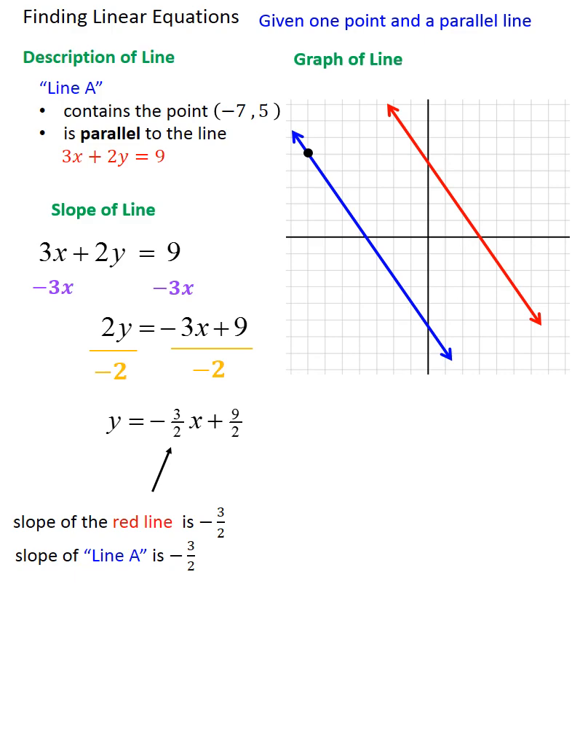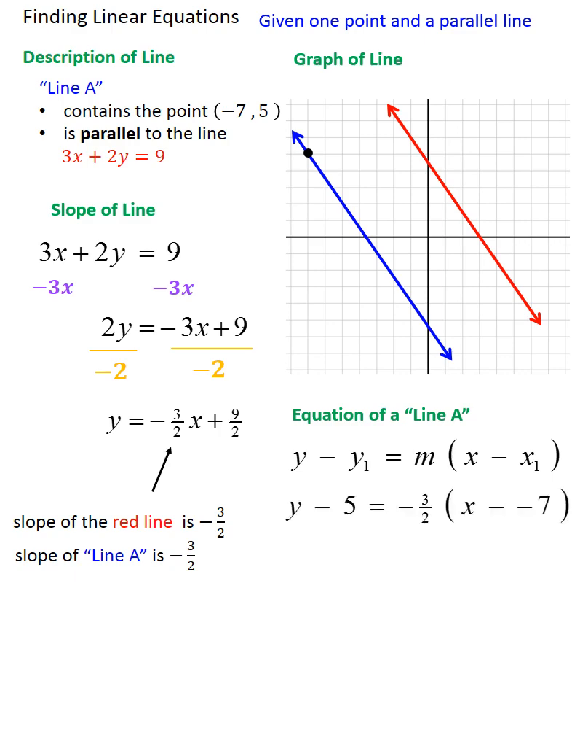And now that I know the slope of the blue line, or line A, I can find the equation of line A. And you may recall from previous problems, we did that using this equation. This equation is called the point slope equation, by the way. Not that that matters right now. You may also recall that we would plug in the known slope, and the x and y coordinates of a known point on the line. And that's the process by which we have the equation.